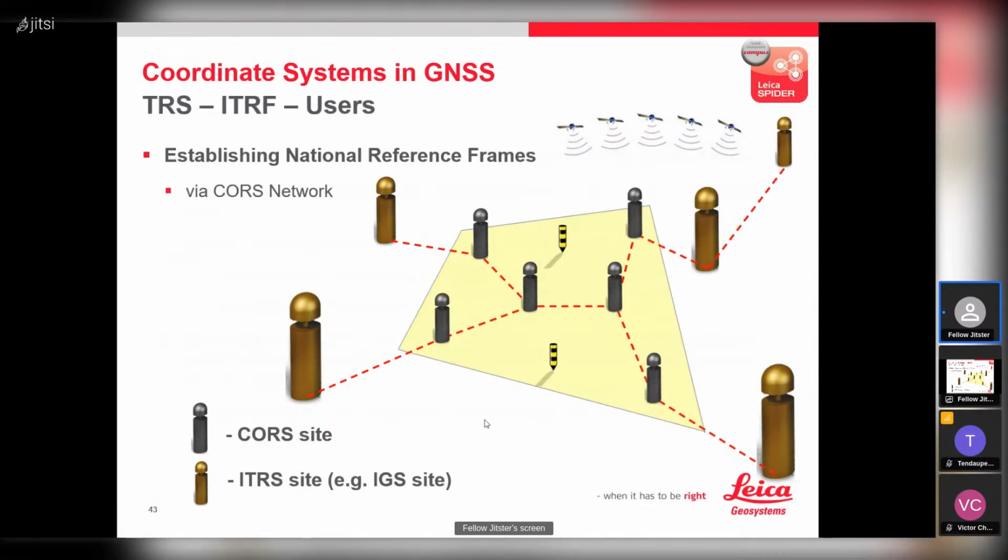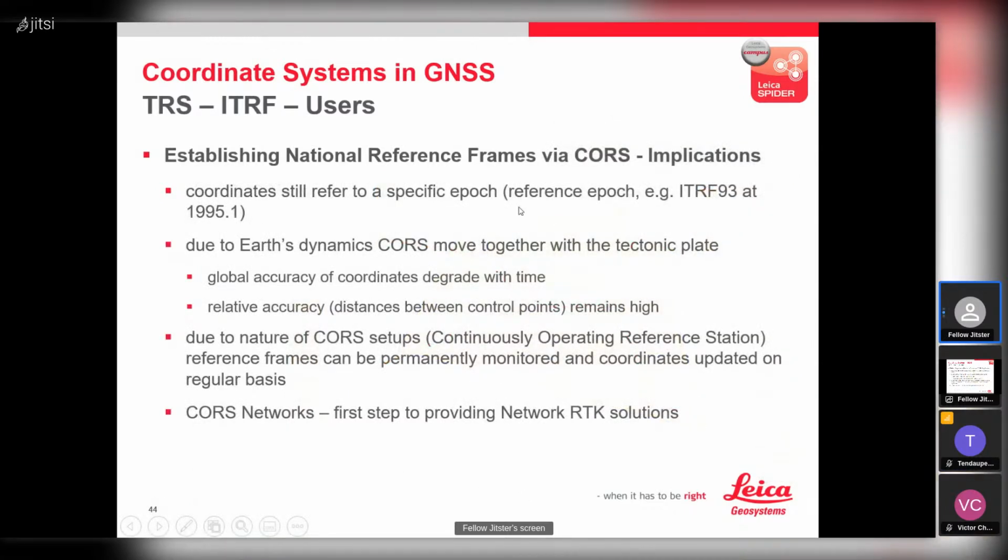So the thing is the same, that if you compute your network, then it is always linked to some kind of realization and some kind of epoch. But thanks to the fact that your reference stations, the core stations, are continuously operating, you can basically do this kind of computation even every day. So you can actually monitor your network on daily solutions and basically compute either the new coordinates every day or just after some time update your coordinates.